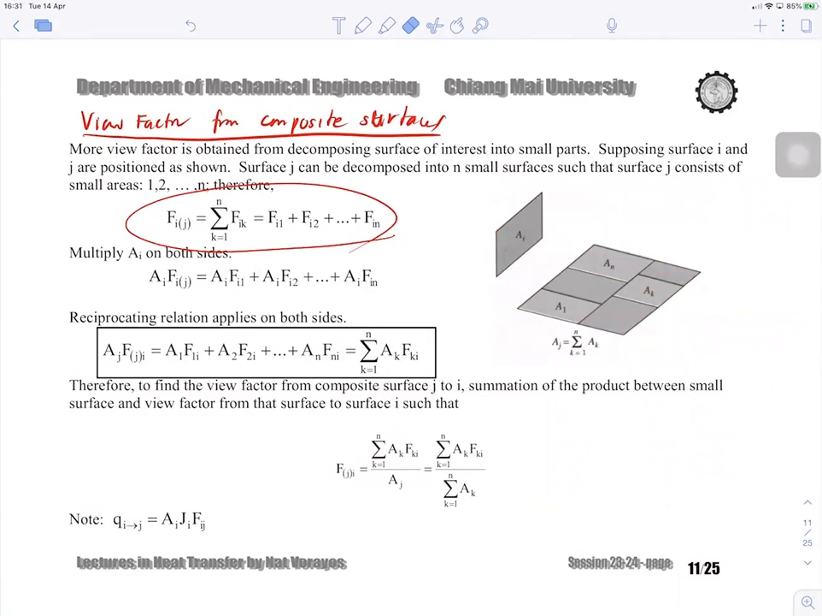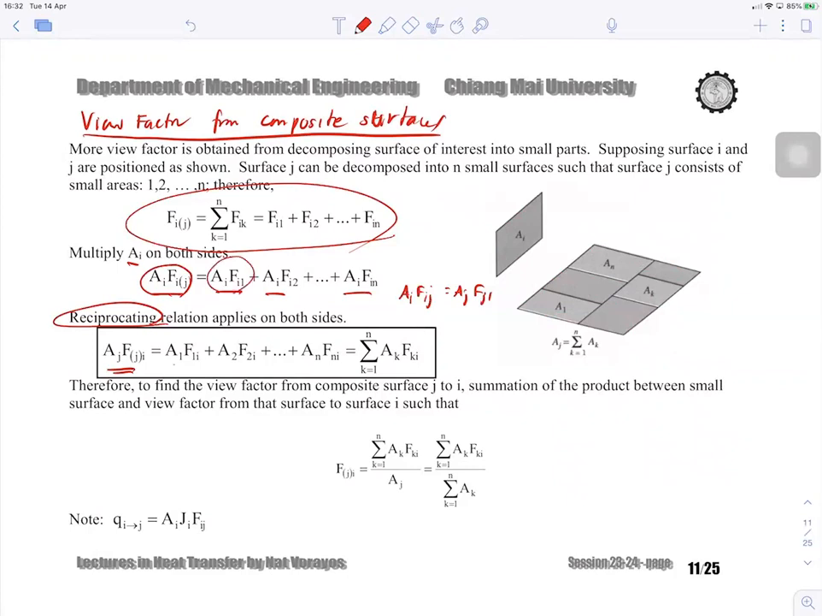And then you can multiply Ai on both sides. You're going to get this and those terms. Okay, and then you use the reciprocity relation. What is it? It is Ai Fij equal to Aj Fji. And this is Ai Fij, so I turn it to be Aj Fji. Do the same on each term on the right hand side.